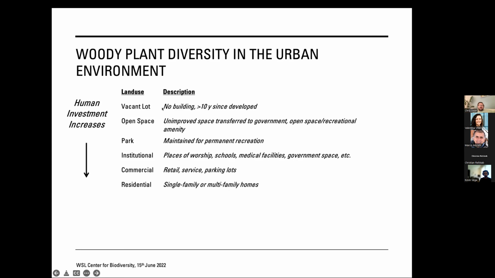And so we arranged these along a gradient of human investment, increasing from low investment of vacant lots and open space up to very high investment of commercial and residential.